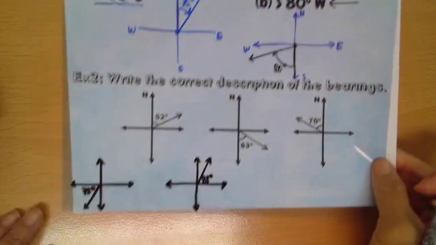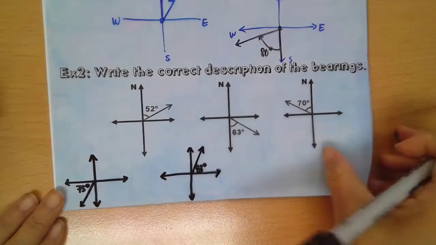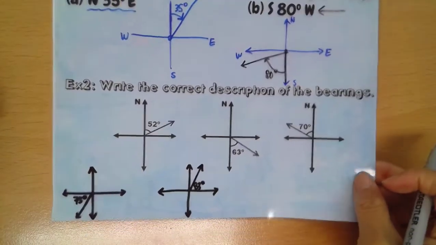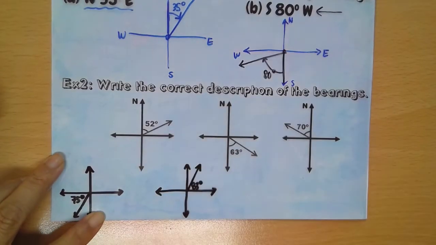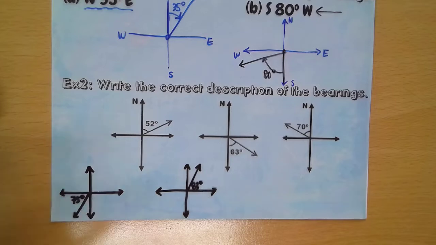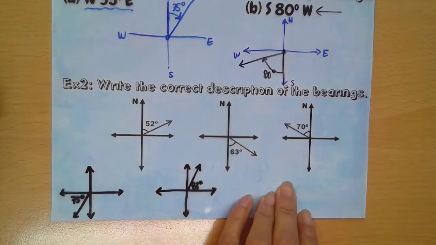All right, so let's go on the bottom here. Now this time you're going to do something for me. Sketch these in your notebooks and then see if you can write the correct bearing description for these bearings here. Let's try one together. Let's try a hard-looking one. Maybe this one looks a little hard for you. Let's try this one together.